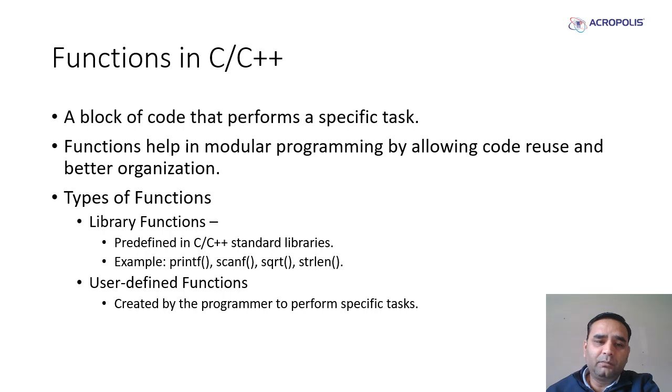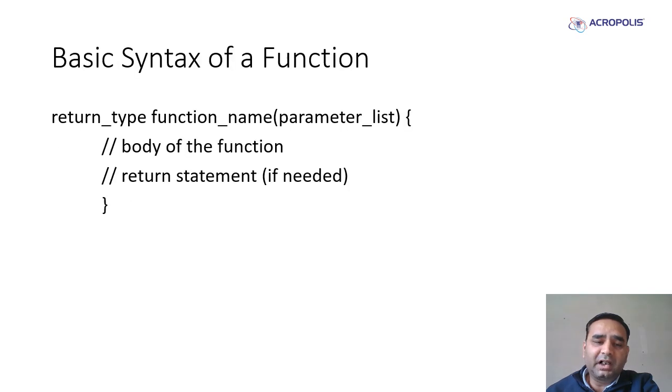Then, a function is a block of code that performs a specific task. Functions help in modular programming, which allows us to reuse the code. There are two types of functions: predefined functions and user defined functions. Predefined functions are those that are already defined in the standard libraries of C and C++, such as printf, scanf, sqrt, strlen. And user defined functions are those that are created by the user to perform a specific task.